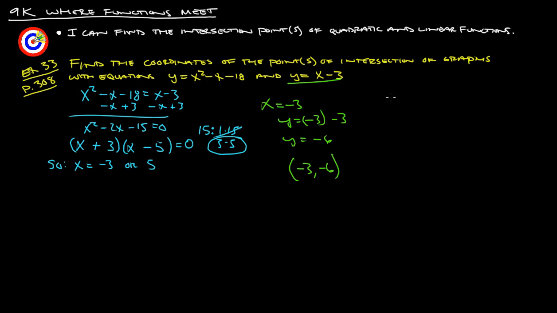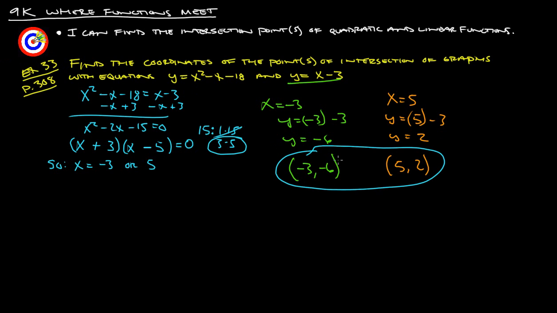And again, we know that there is a second intersection point when x equals 5. So we do y equals 5 minus 3. So y is going to equal 2. So the other intersection point is, oops, sorry, the second intersection point we have is 5 and 2. All right, so our two points of intersection are negative 3, negative 6, and 5, 2.